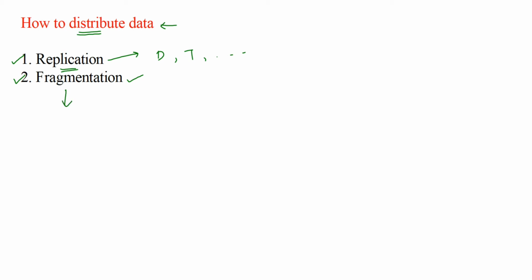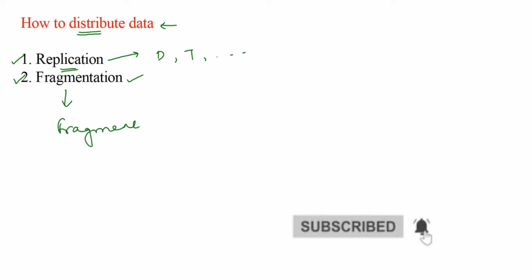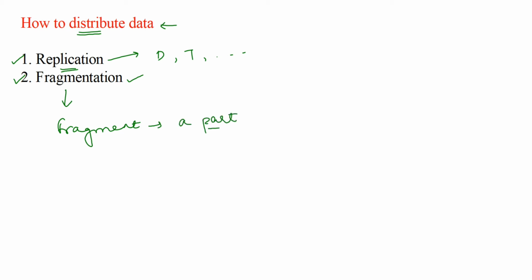Now we have fragmentation. A fragment basically means a small part of something. We can break tables or databases into parts and then store them at different sites, and what the need, reason and use are, we will cover in the coming slide.